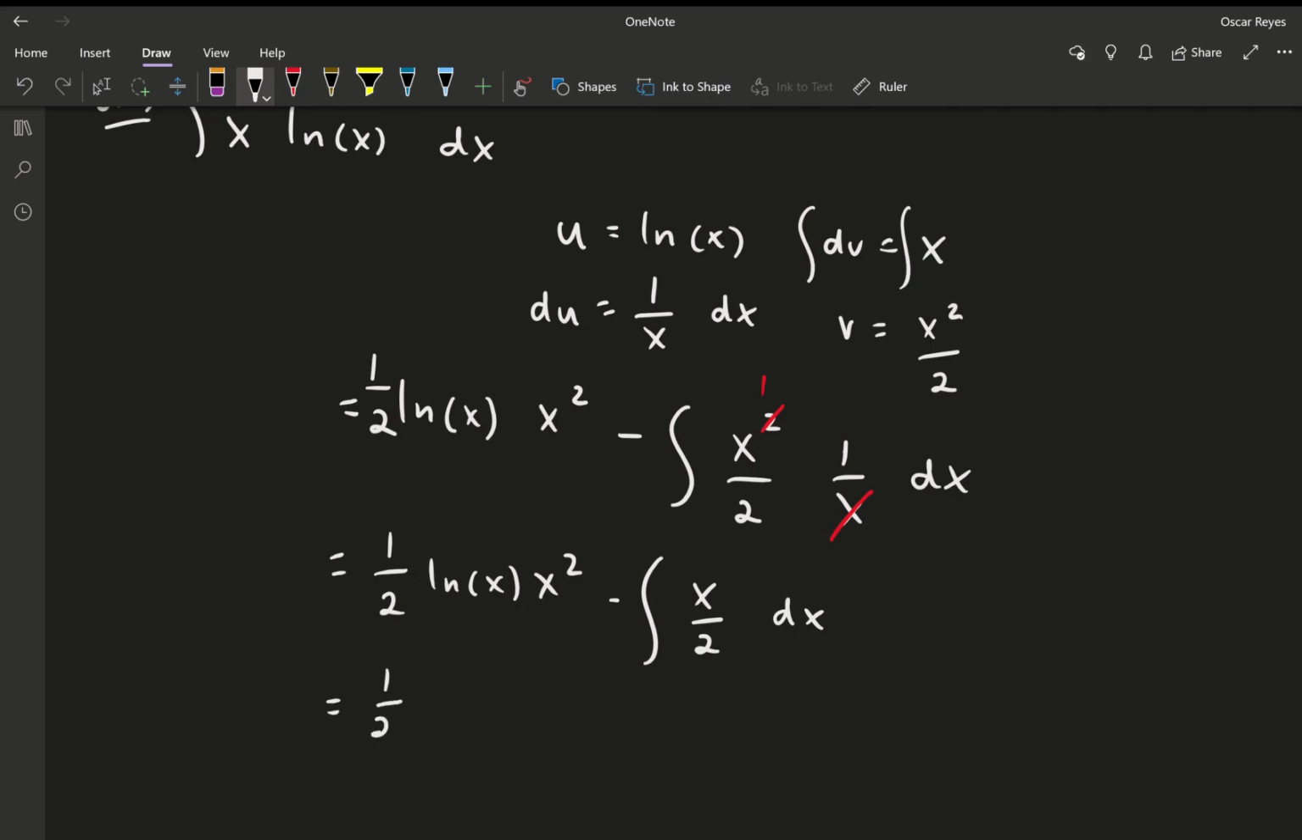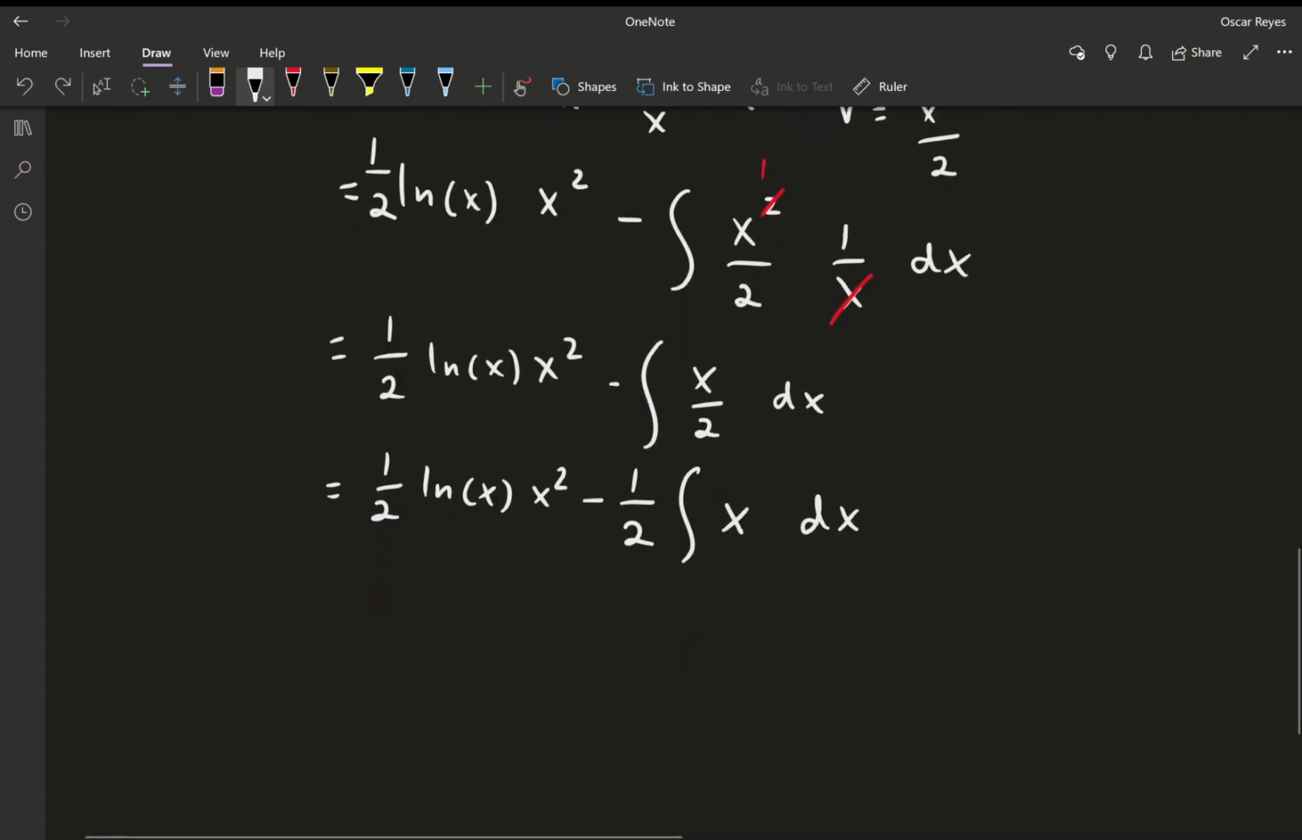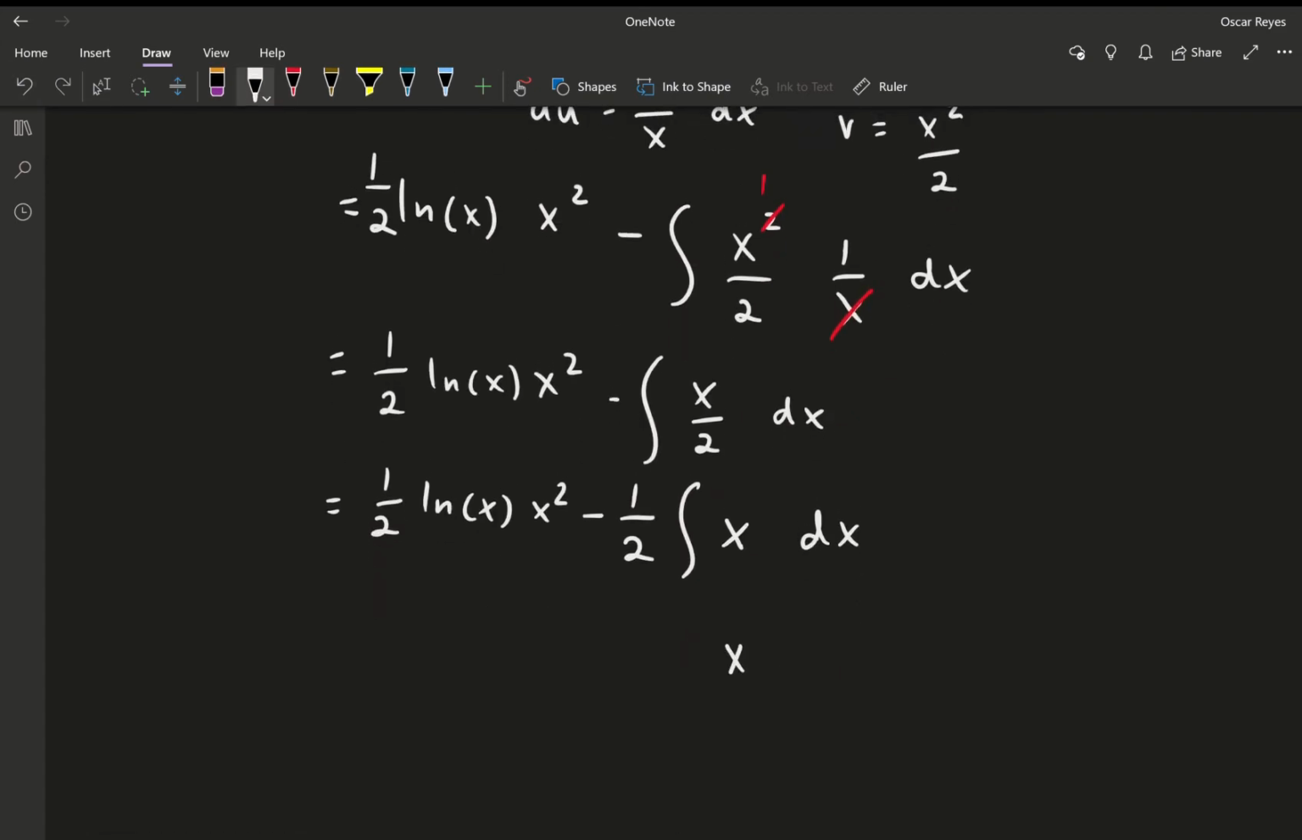rewrite this a little nicer again. ln of x squared minus, let's throw the 1/2 in the front, and we're left with x dx. Now this is very easy to take the integral of, and we take the integral of that, which is just going to be x squared over 2, and then we still have it being multiplied by negative 1/2, and then we still have all of this brought down.